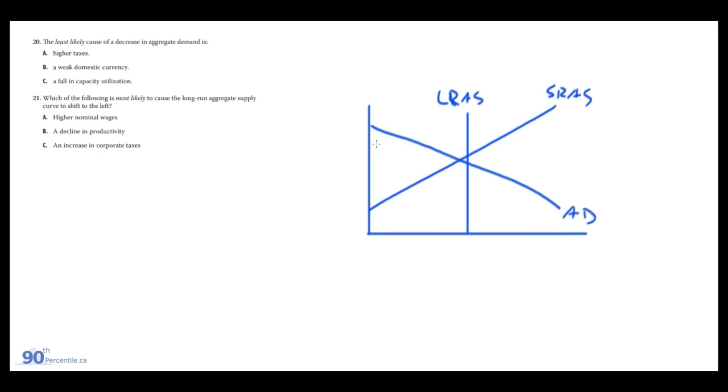So a decrease in aggregate demand would be a shift to the left. Could be caused by higher taxes, so the least likely cause, a little bit tricky. Higher taxes, of course, is always going to reduce demand, no matter where you are. Even higher taxes would decrease supply.